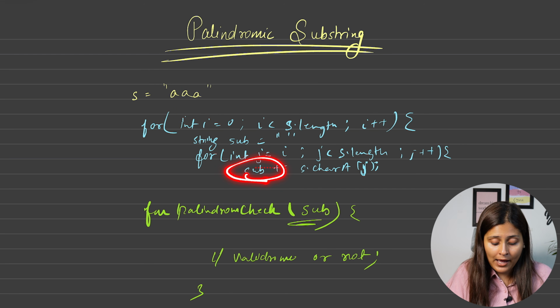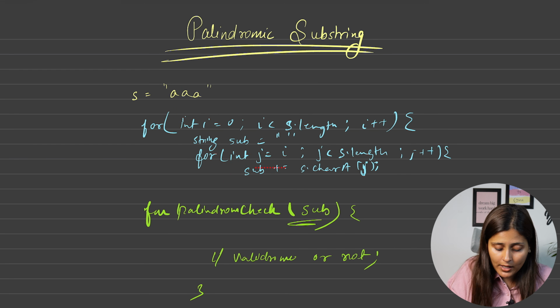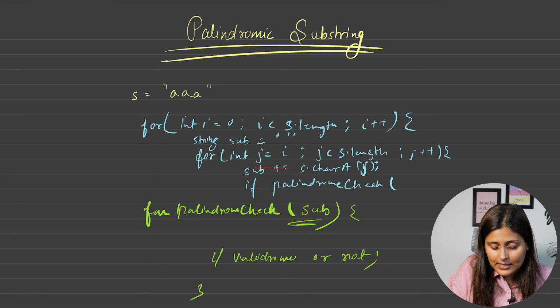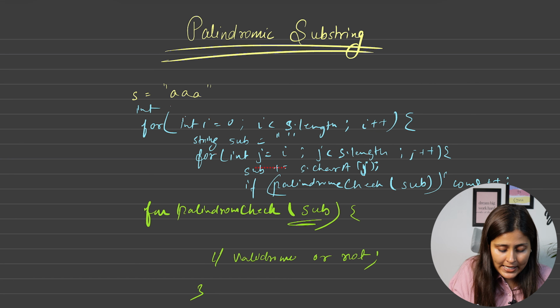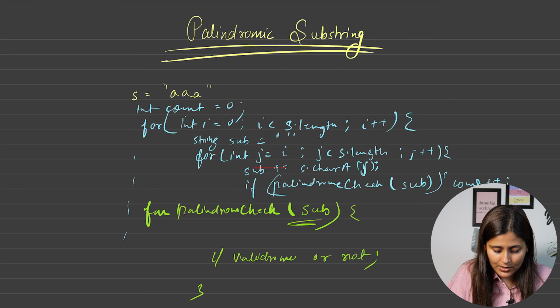So for every sub, I want to check if it is a palindrome or not, correct? So I'll call this palindrome check function here, and I'll send this sub. If it is a valid palindrome, means if this function returns true, I just simply need to increment the count. So for that, I will initialize a count variable somewhere here, and at the end I'll simply return my count. Yes, very simple.